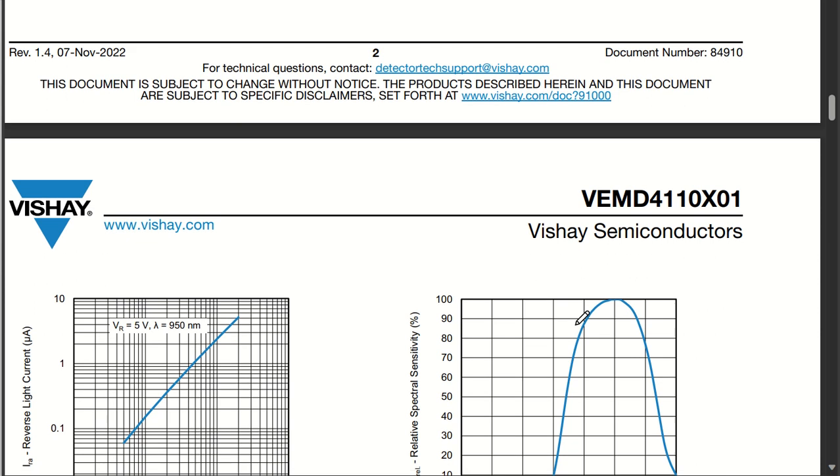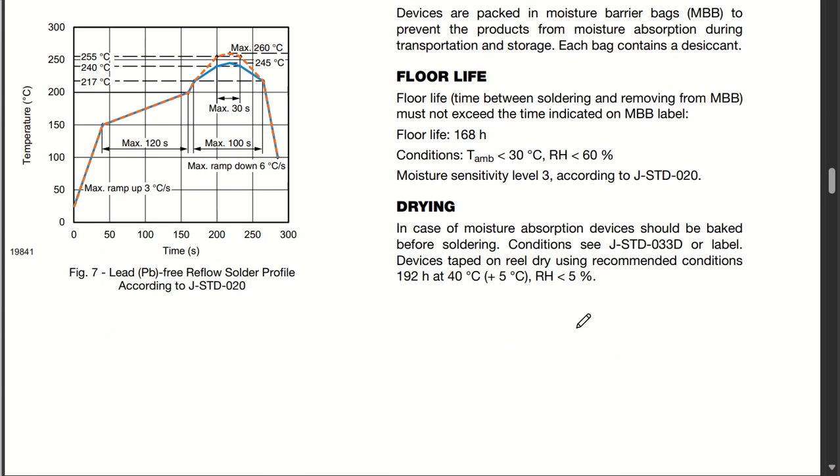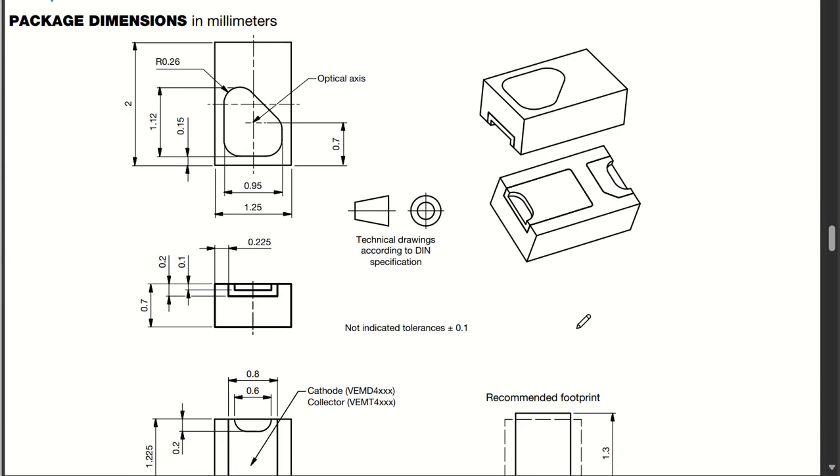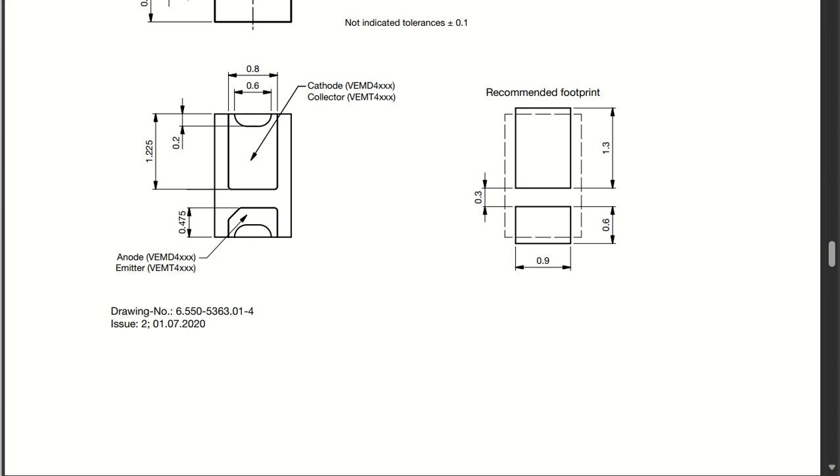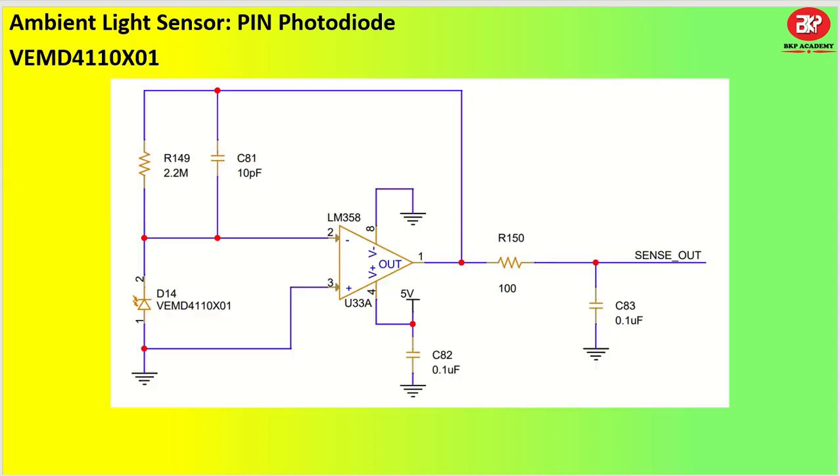Next, let's move to the circuit design, like how we can design the circuit for this particular pin photodiode. So once we come here, this is our pin photodiode. I have taken VEMD4110X01, okay. And when light comes into it, basically it can be utilized for your ambient light sensors. So once light comes, there will be output coming up. I have taken a pin sense out and it will go to your ADC.